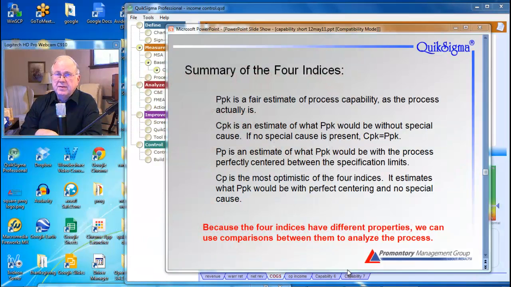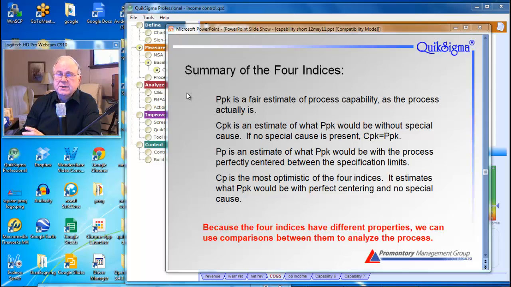A couple of people have asked how we handle the situation when we're doing a process capability study and our data are not normally distributed. And sometimes that's a problem. So this is a quick little video to help answer that question.